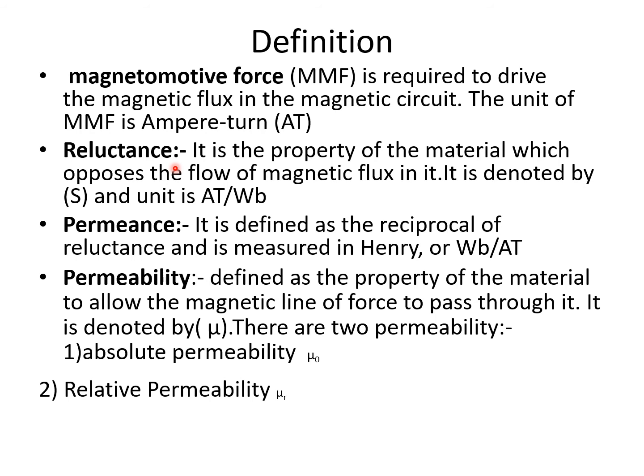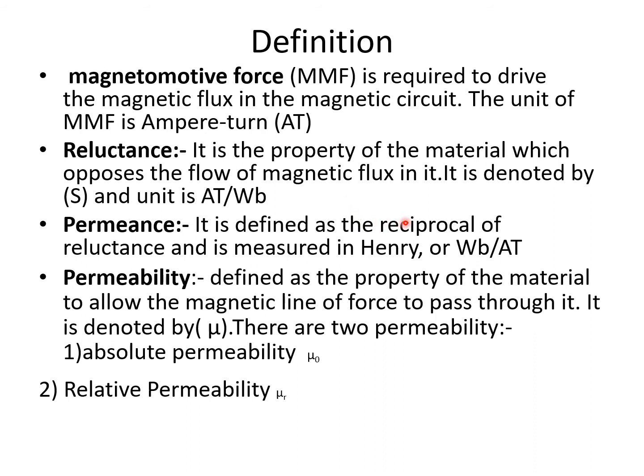आणि resistance चा काय होता definition? It was the property of the material which opposes the flow of current. आलं लक्षात? Reluctance काय आहे? It is the property of the material which opposes the flow of magnetic flux in it. It is denoted by S आणि त्याचा unit काय आहे?